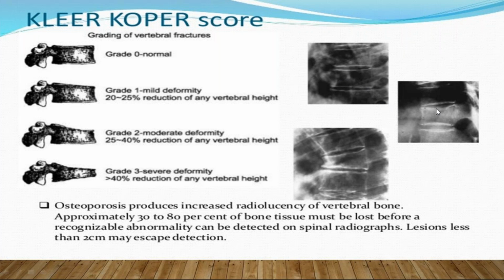This is grade 1. This is grade 2. Grade 2 means moderate deformity, where around 25 to 40% of the vertebral height will be decreased. In grade 3, more than 40%, that is about half of the vertebral body height, will be decreased. This is grade 3. That is the Genant score. In osteoporosis, we see how much the vertebra has become damaged, and we have to score according to this.